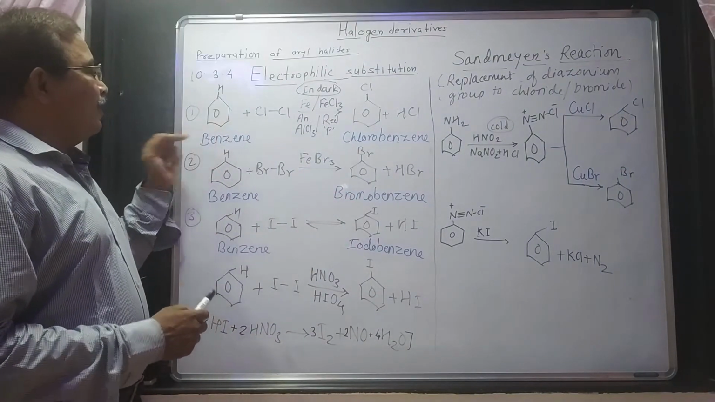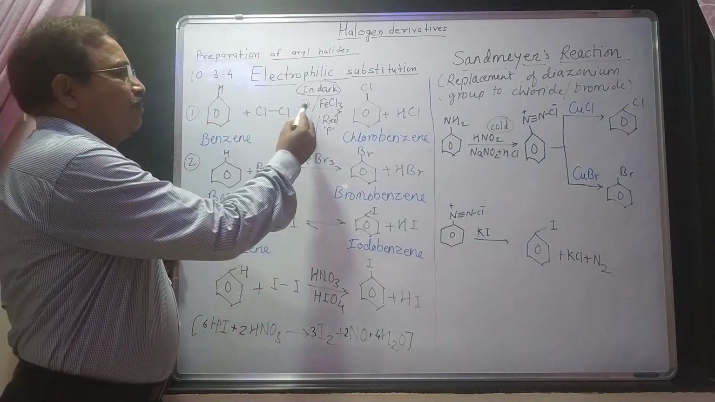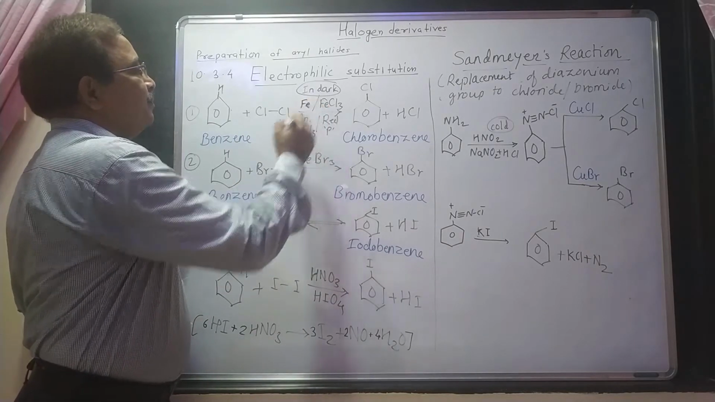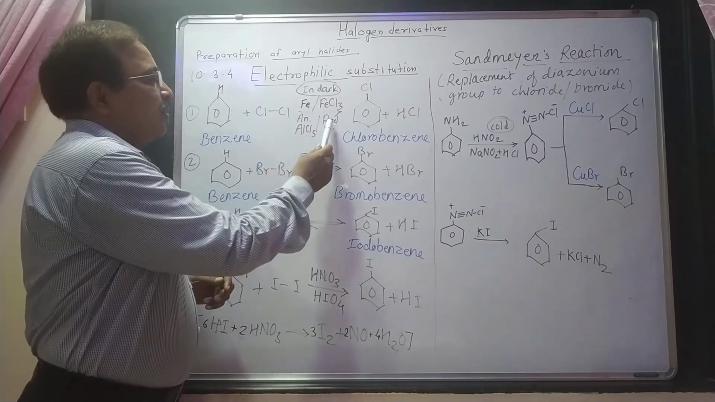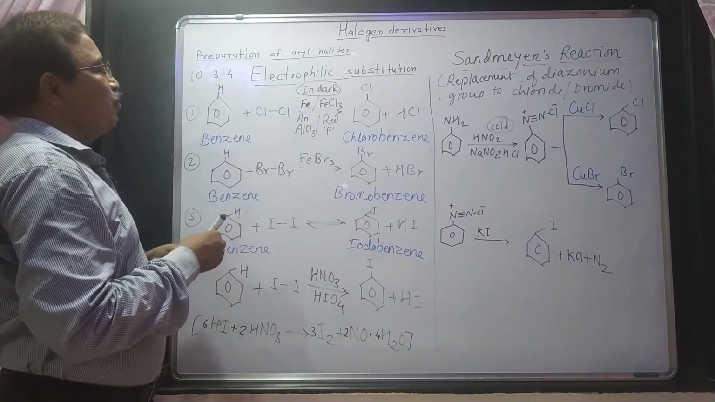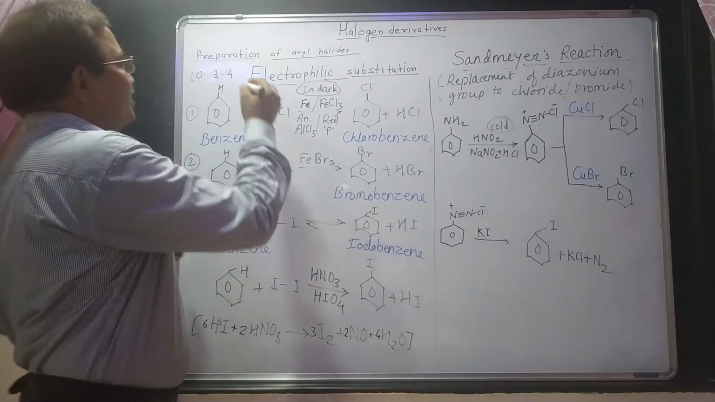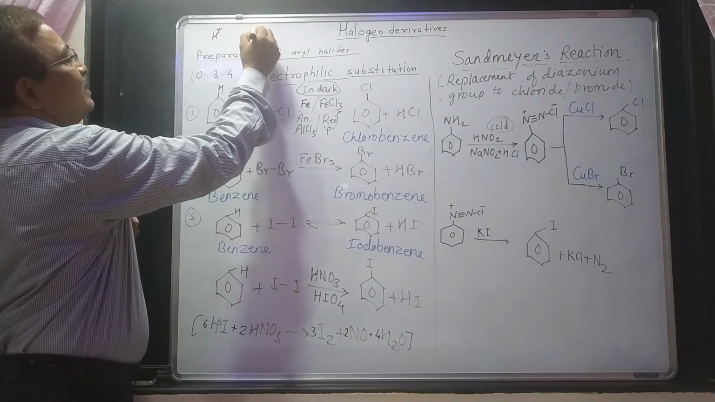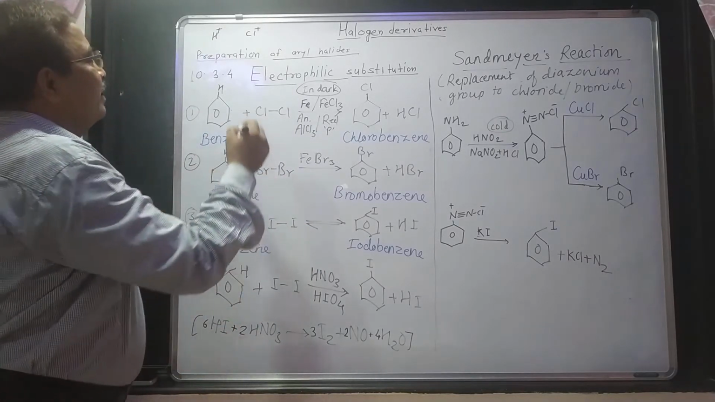Here, benzene reacts with chlorine in presence of either Fe or FeCl3 or anhydrous AlCl3 or red phosphorus. The electrophile, that is H plus, can be substituted by a Cl plus. How this Cl plus forms, that is again a very important one.